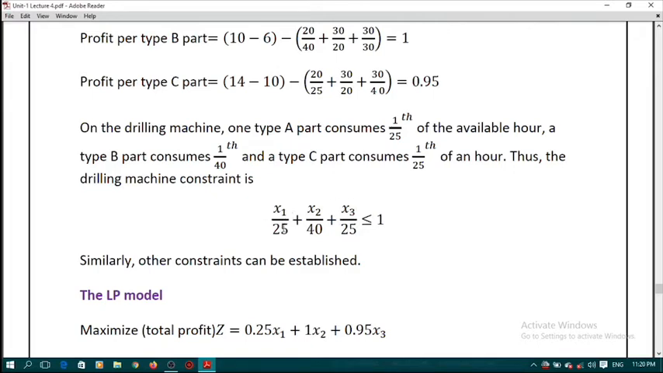So x1 by 25 plus x2 by 40 plus x3 by 25, which is less than or equal to 1. Similar other constraints can be established. So this is the first constraint.